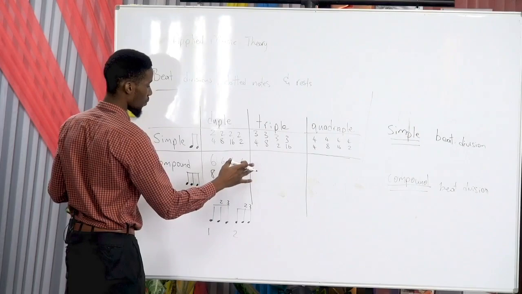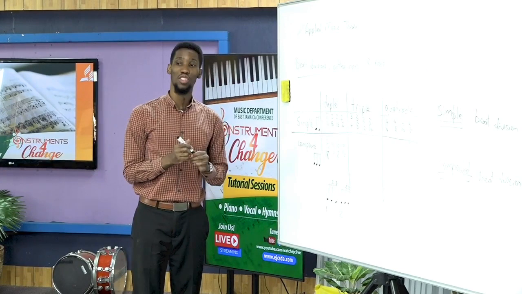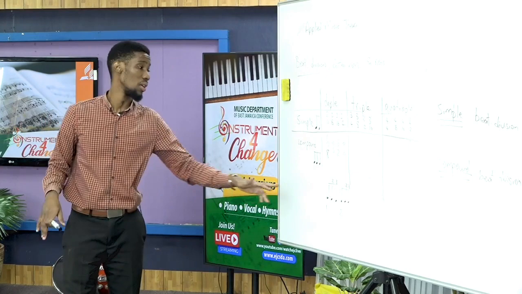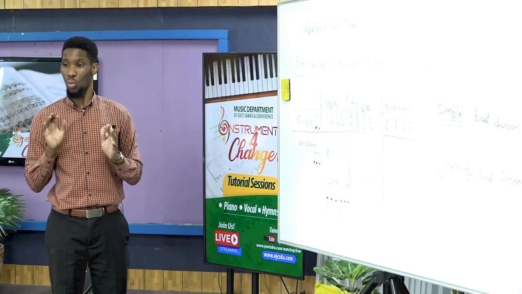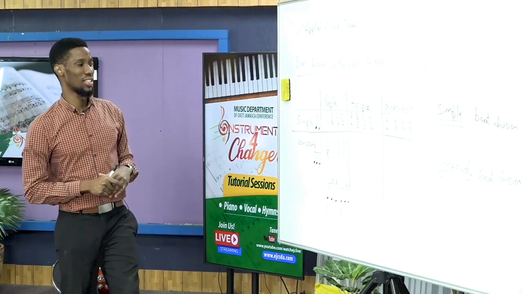Alright? So now let's look at a compound triple. What do you think the top number would be? Use your expert deduction skills and tell me. The bottom number could be 8, 4, 2, or 16, but what do you think the top number would be? Type in the chat. Remember, the beat is divided by 3, so how many counts would we end up getting? I'll give you 2 more seconds.